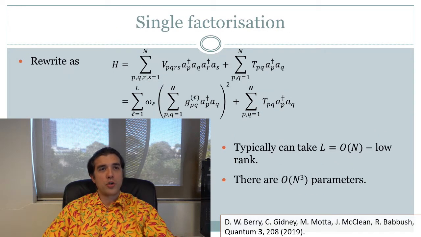Another approach we used in the same paper that does give a scaling for the number of terms is a factorisation of the 2-electron part. The rank L could be taken to be n squared in order to give the exact Hamiltonian, but it turns out that it's typically possible to take L as order n, which means the total number of parameters is reduced to order n cubed rather than n to the power of 4.